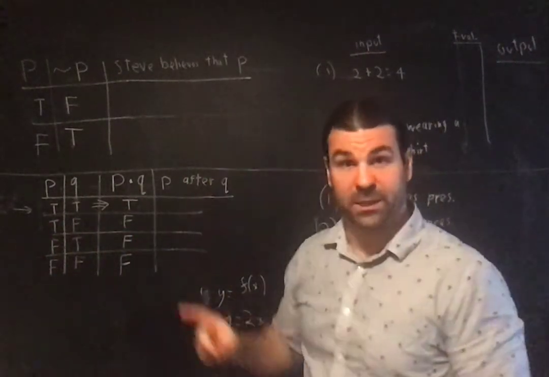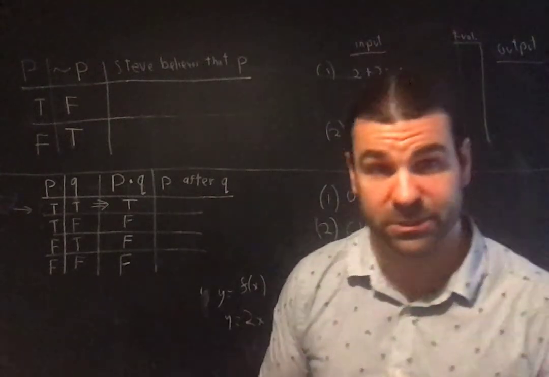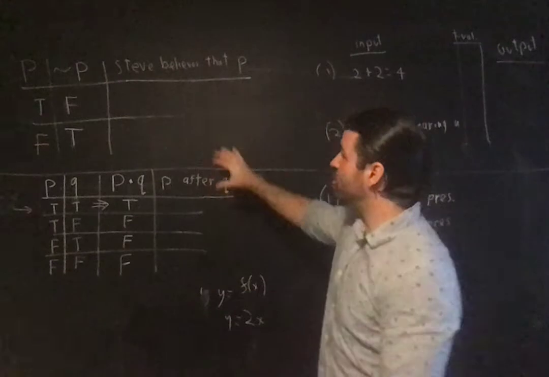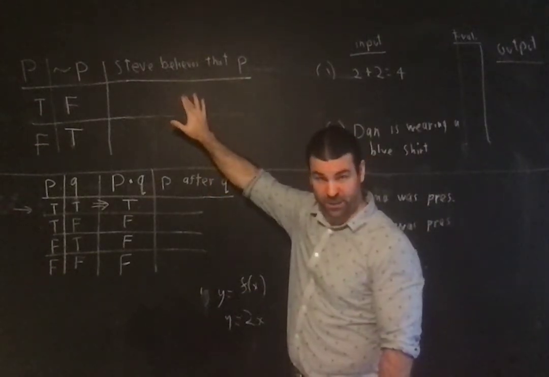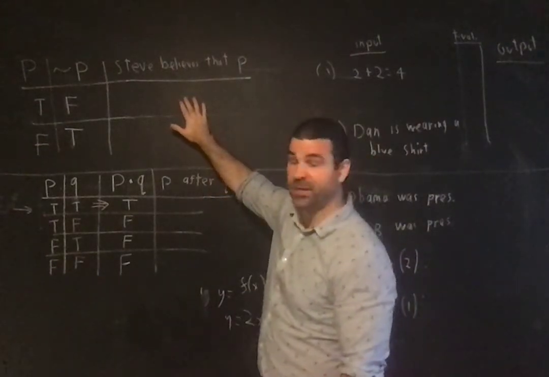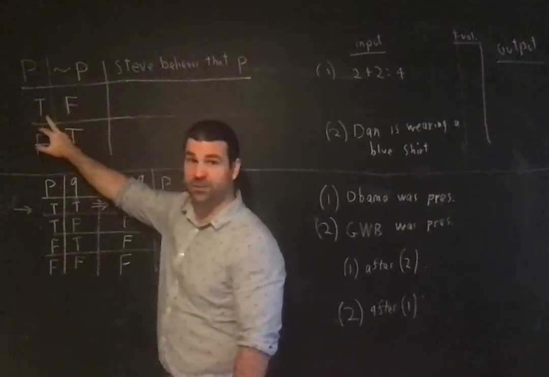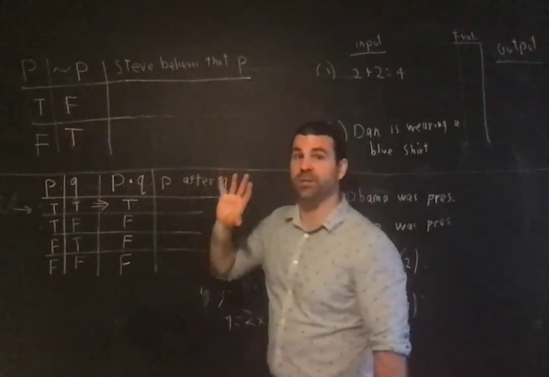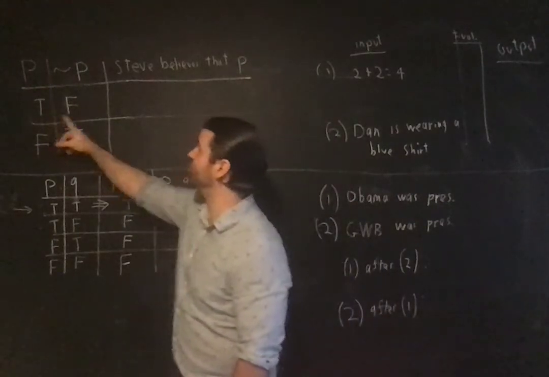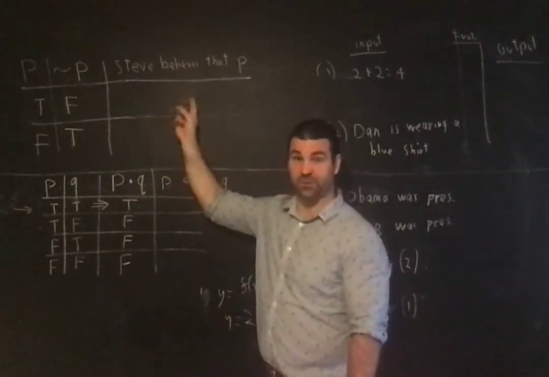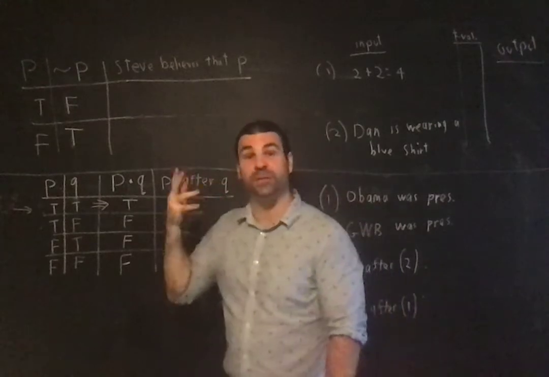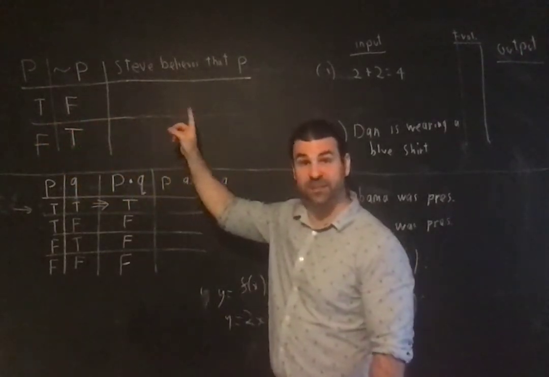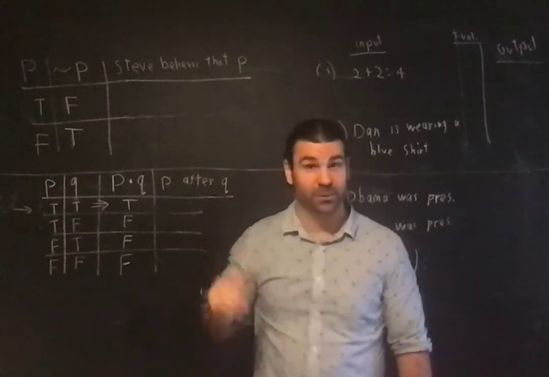It is a truth functional sentential operator. Steve believes that P is not a truth functional sentential operator, and thus I will not be able to put a unique truth value in here, right? Sometimes when P is true, Steve believes that P is true, but there are going to be other cases where P is true, but Steve believes that P is false, okay?